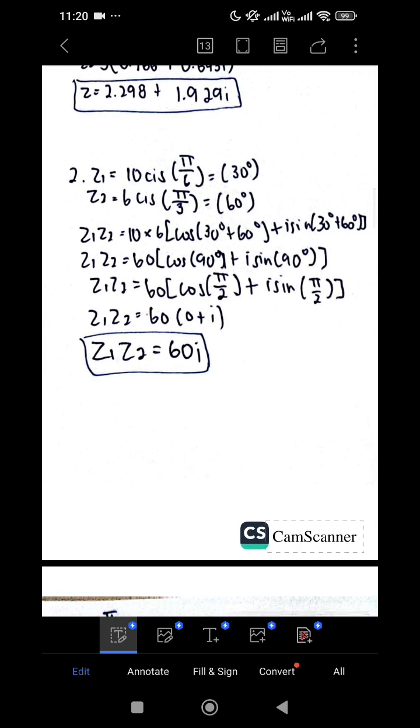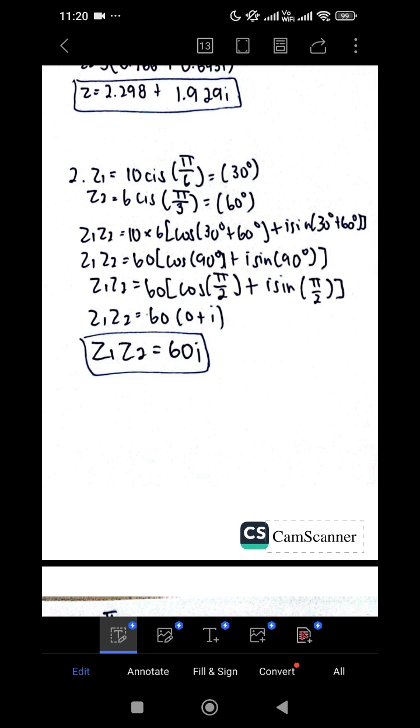Number 2 is going to be the same but with a different given. The given in number 2 is z1 is equal to 10 cis (pi over 6), which is 30 degrees. Then z2 is 6 cis (pi over 3), which is 60 degrees.